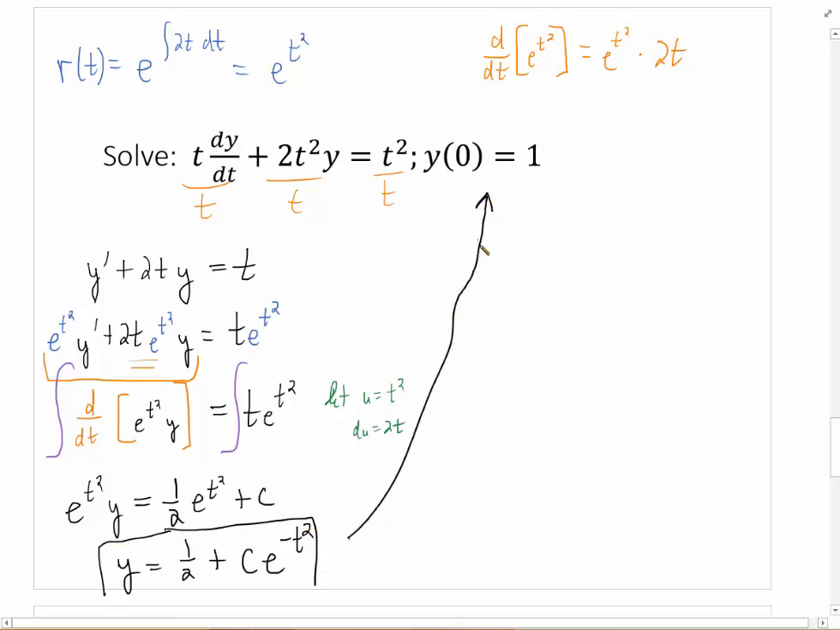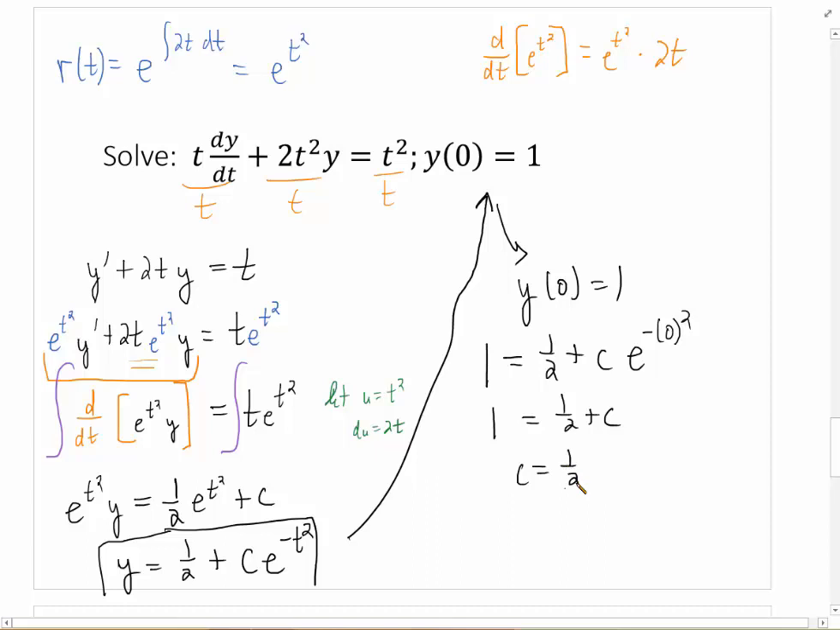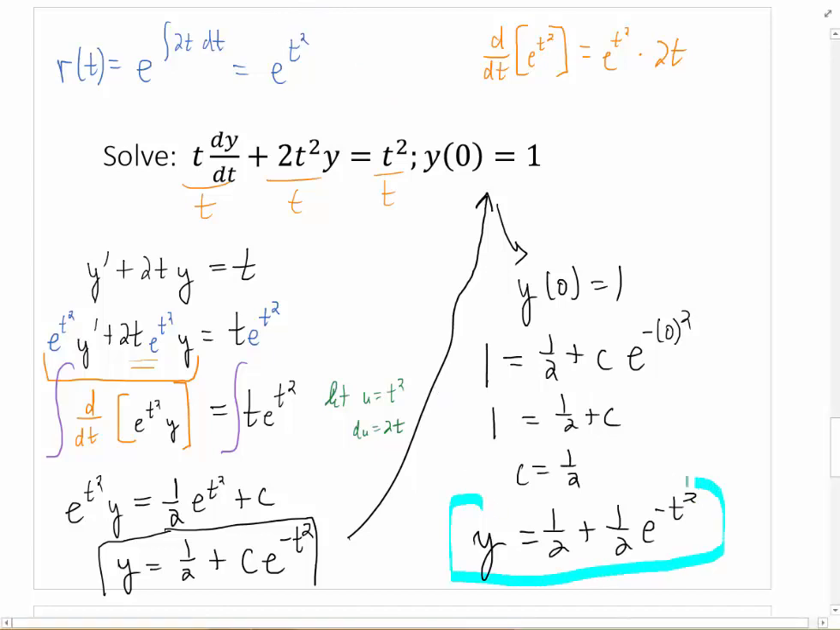Let's remember, though, I have the initial value y of 0 equals 1. So then that means that 1 must be equal to 1/2 plus c e to the negative 0 squared. e to the 0 is 1, so 1 is equal to 1/2 plus c, and c ends up being 1/2. So then, revising the solution, y is equal to 1/2 plus 1/2 e to the negative t squared. And so that is the solution of the initial value problem.